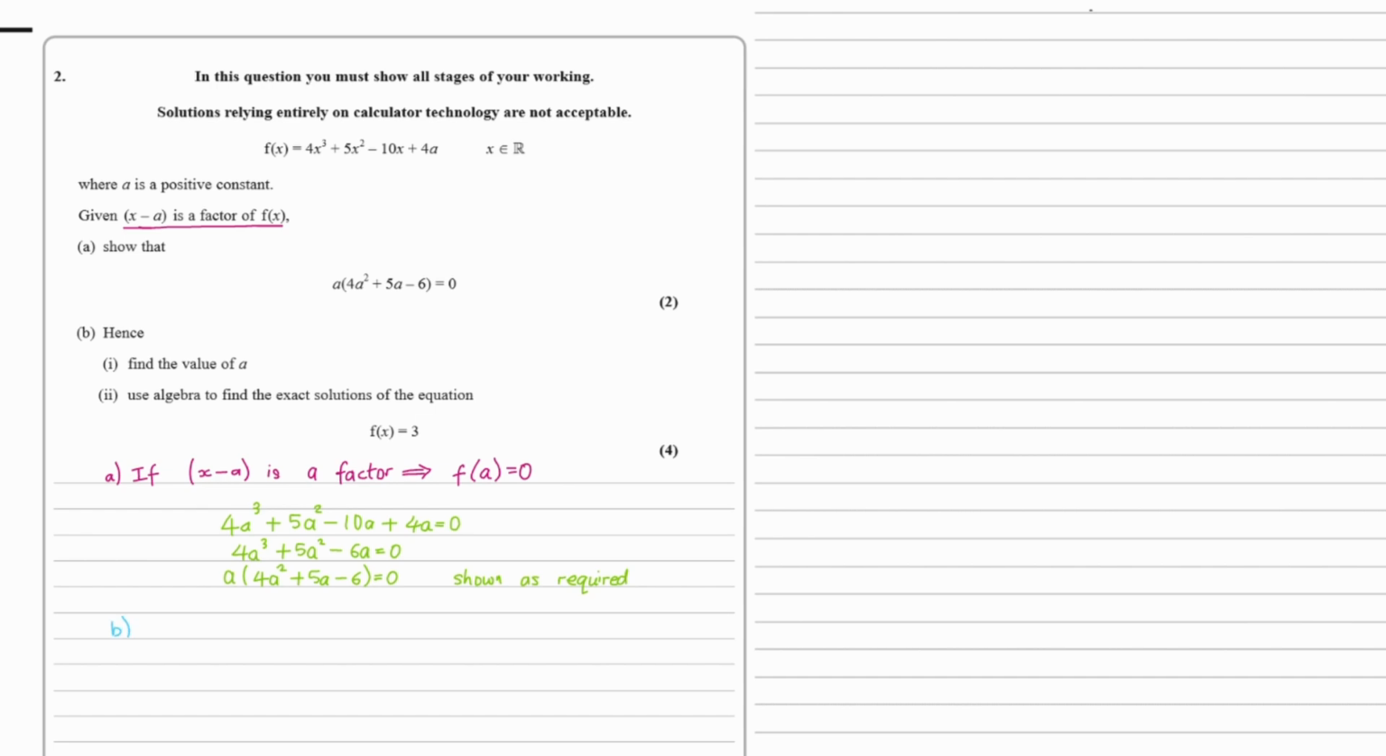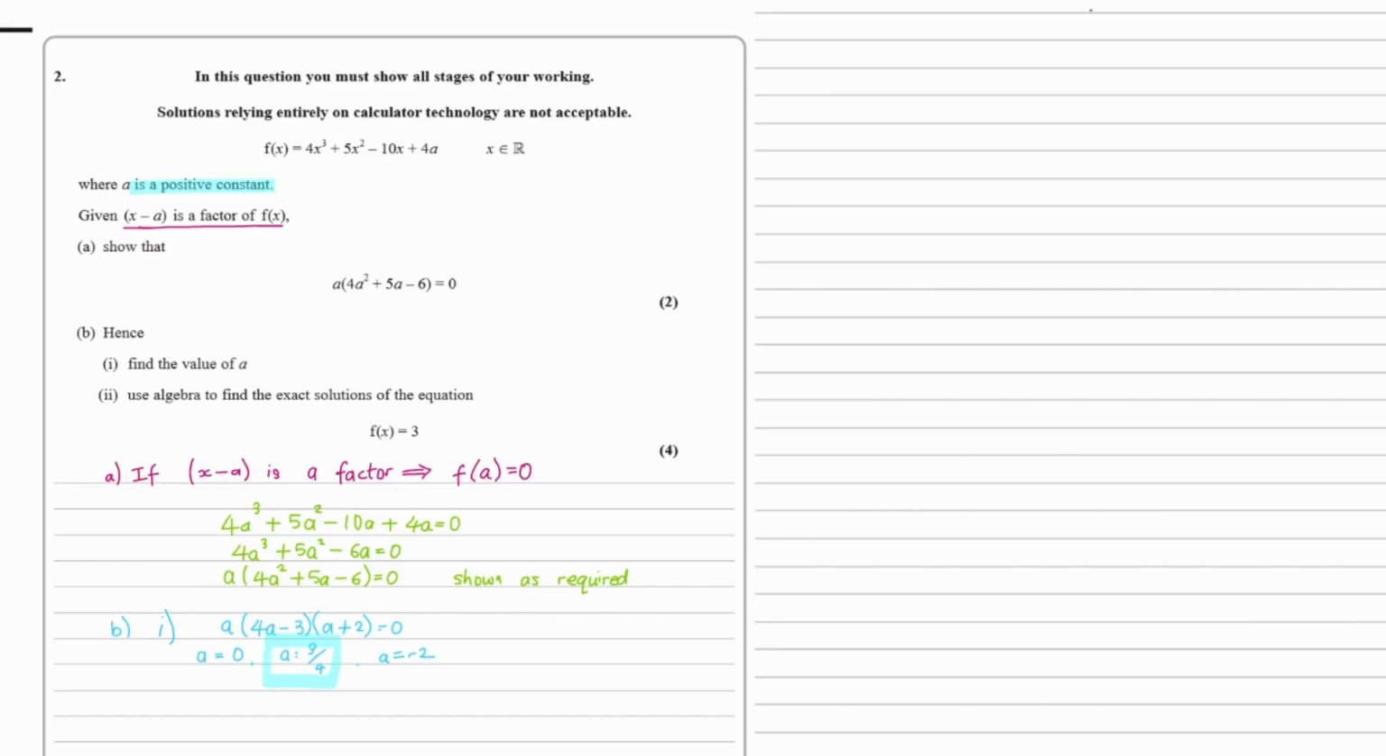Part B says, hence find the value of a. So using the answer that we have in part A, we can factorize this quadratic. We still have the a, and for the quadratic we can factorize it as 4a minus 3 and a plus 2, and this is equal to 0, which means that we have 3 solutions for this equation, where a is equal to 0, a is also equal to 3 over 4, and a is equal to minus 2. However, the question has told us that a is a positive constant, therefore the value of a that we would go for is a is equal to 3 over 4.